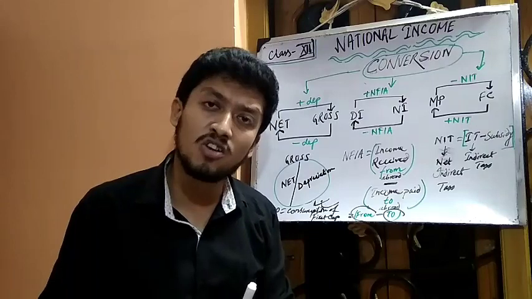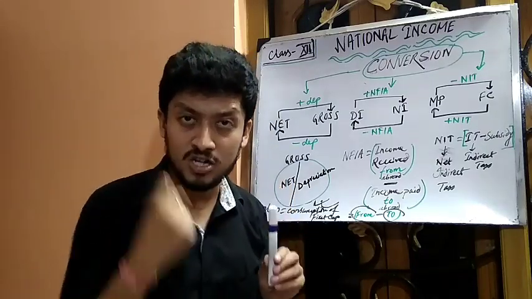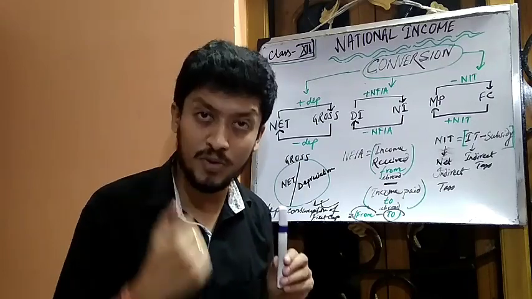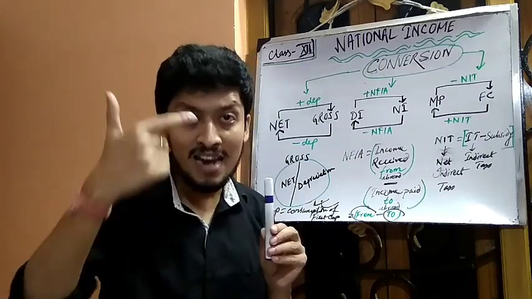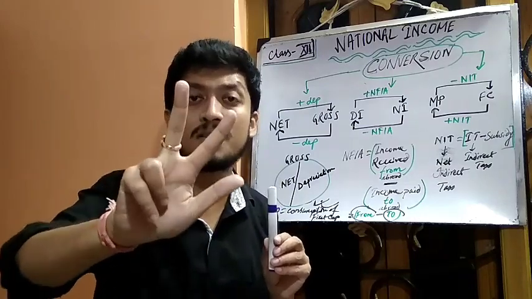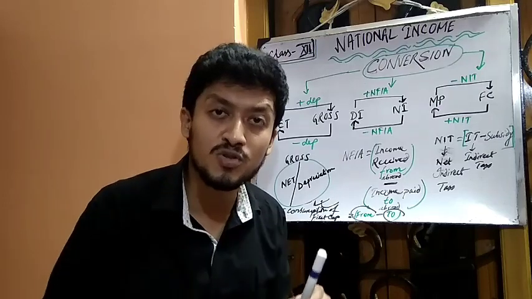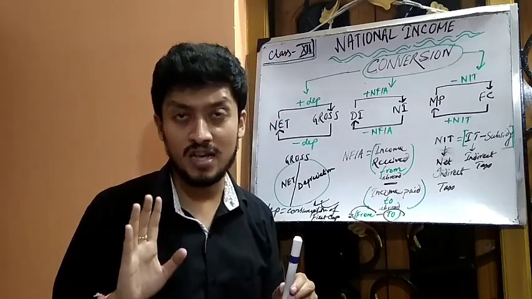But what is factor cost? To produce this pen, I need to have 4 factors of production: land, labor, capital and entrepreneur. Land, labor, capital and entrepreneur. Out of these 4 factors of production, 3 things are mostly required. Land is required, labor is required, capital is required. And who is producing them? The entrepreneur is producing them.